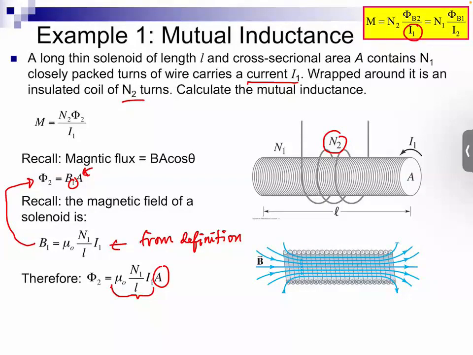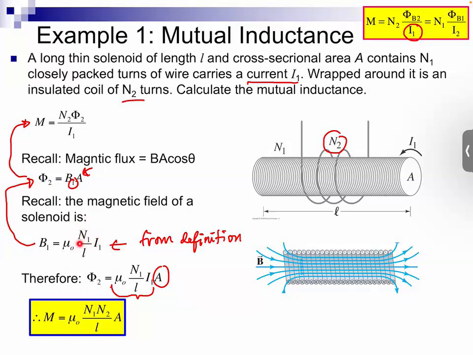Right? So then it's a matter of substituting this flux definition into the mutual solenoid equation. You have mu naught, which comes from the magnetic field of a solenoid. N1 also comes from the magnetic field of a solenoid definition. N2 comes from the definition of the mutual inductance. The area comes from the definition of flux, and the length is from the definition of the solenoid.